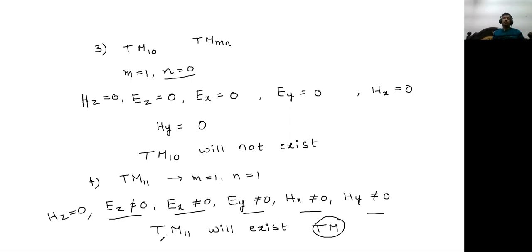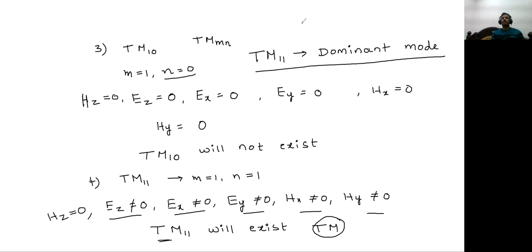This is the first mode which is existing in transverse magnetic mode of analysis in the rectangular waveguide. Just because it is the first mode which is existing, you cannot say it is a dominant mode, but we call it a dominant mode in the transverse magnetic mode of analysis. So TM11 is also called a dominant mode. Why this is called dominant mode and how it is related with the expression of cutoff frequency, we'll try to see in the next class. In a similar way, we can find out what will be the first mode which is existing in transverse electric mode of analysis. That we'll see in the next class.